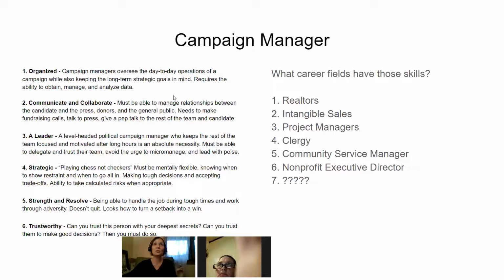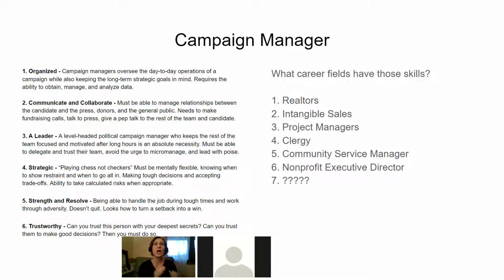They also can't be complete jerks. You're going to have to work closely with this person. So they're going to have some interpersonal skills. They're going to have to know when to push people and when to cheerlead. They also need to be a leader because they are the leader. As a candidate, you're the product. The campaign manager is the one in charge. So they need to be a leader.